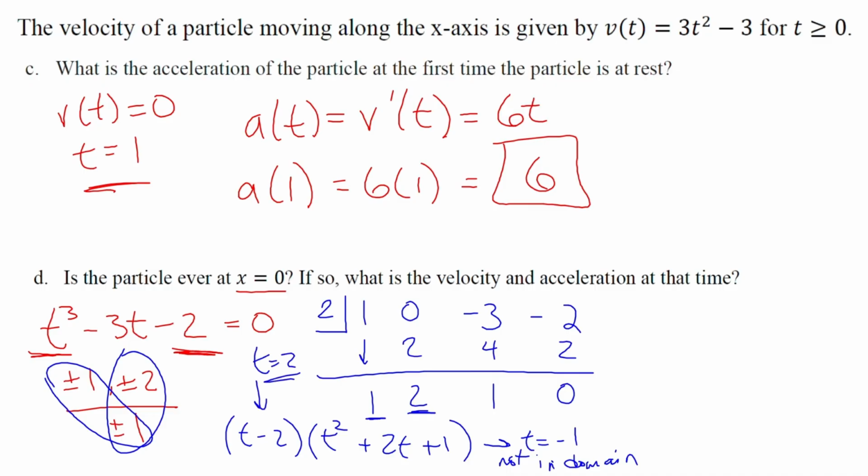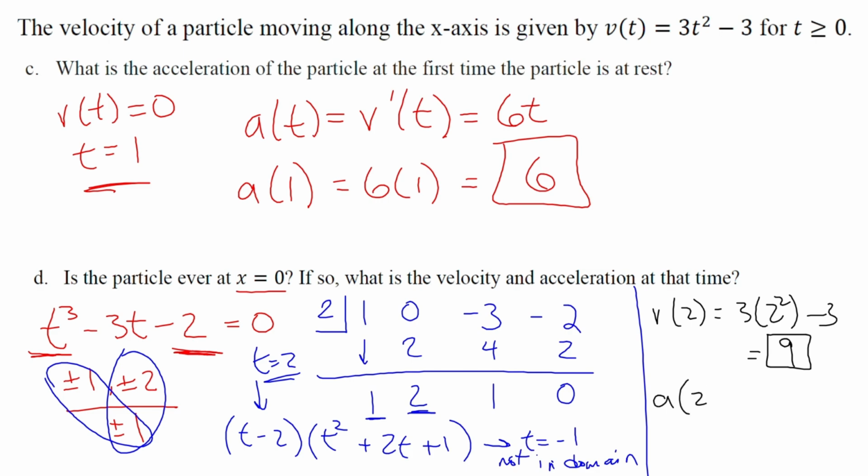So we want to find the velocity and the acceleration at 2. So the velocity at 2, well, our velocity function was just 3t squared minus 3, so 3 times 2 squared minus 3. That's 12 minus 3, or 9, so our velocity is 9. And we want the acceleration at 2. Well, our acceleration function was just 6t, so that would be 6 times 2, which will just be 12.